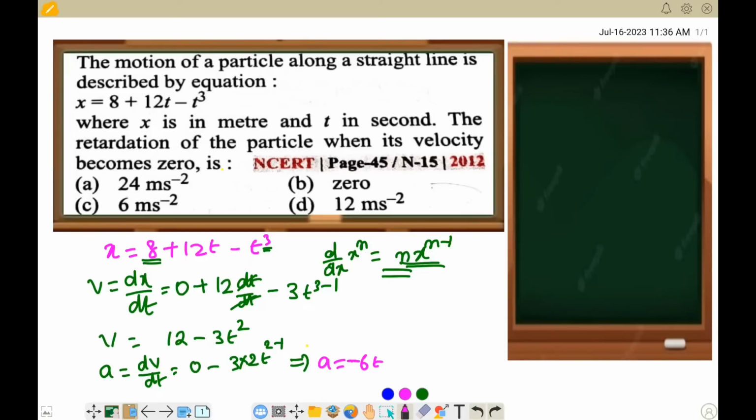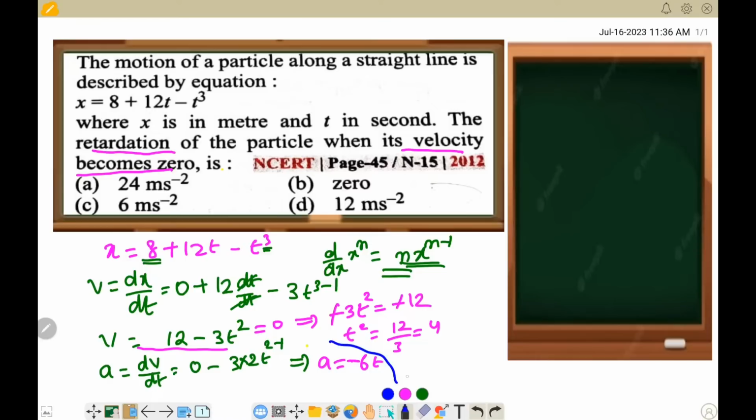But in the problem, if you observe, it says to find the retardation when the velocity becomes 0. That means you have to consider the velocity equal to 0 here. This velocity which you are getting is taken as 0. So when you take that as 0, what are you going to get now? Let us see here. Minus 3t square is equal to minus 12. Minus minus getting cancelled. So t square is equal to 12 by 3, which is equal to 4. Then after that you have to find t. So what is t here? T is nothing but root 4, which is equal to 2 seconds.